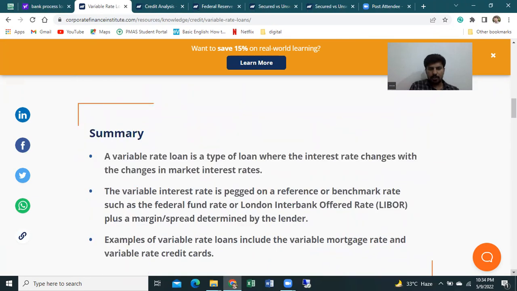A variable rate loan is a type of loan where the interest rate changes with the change in the market interest rate. The variable interest rate is pegged to a reference benchmark rate, such as the federal fund rate or the London Interbank Offered Rate, plus a margin separately determined by the lenders. Examples of variable rate loans include variable mortgage rates or variable rate credit cards.